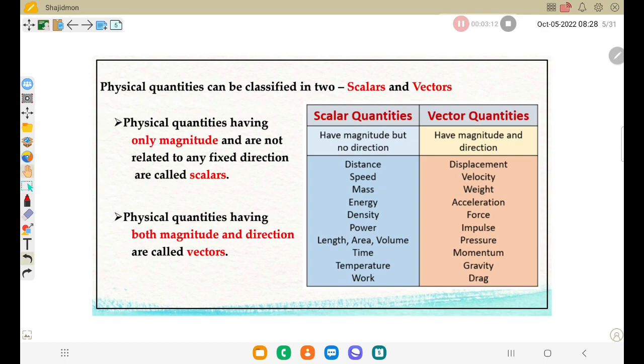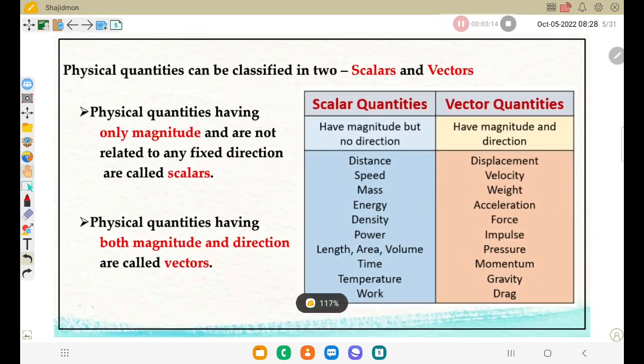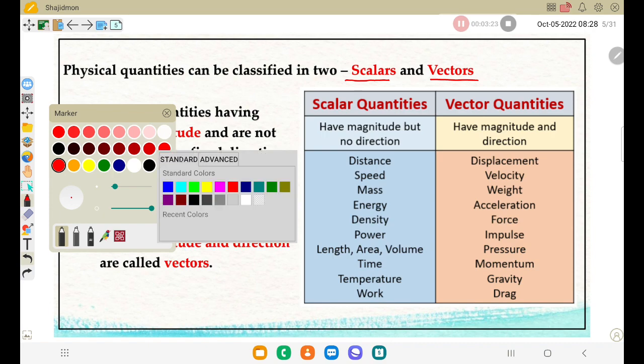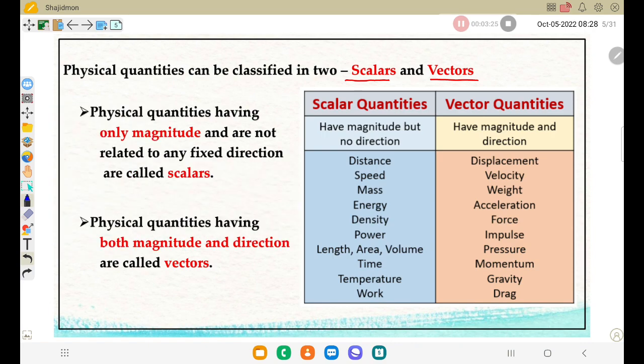Now we will come to the point here. Physical quantities we can divide into two. What are the two quantities? One is scalars and the second one is vectors. The first one is scalar, the second one is vector quantity. Now what is the meaning of vector and scalar? Scalar means a physical quantity having only magnitude, there is no direction. No fixed direction, that is called a scalar. Physical quantities having both magnitude and direction, we call them vectors.